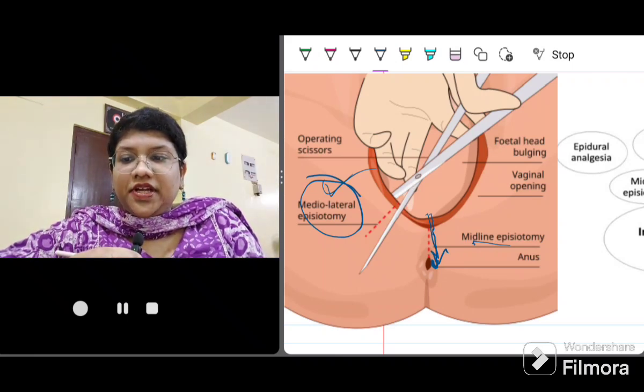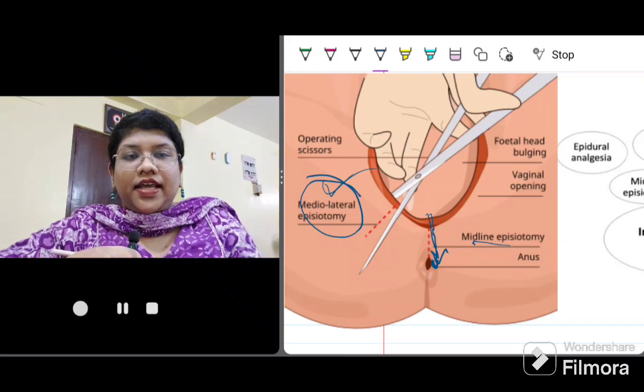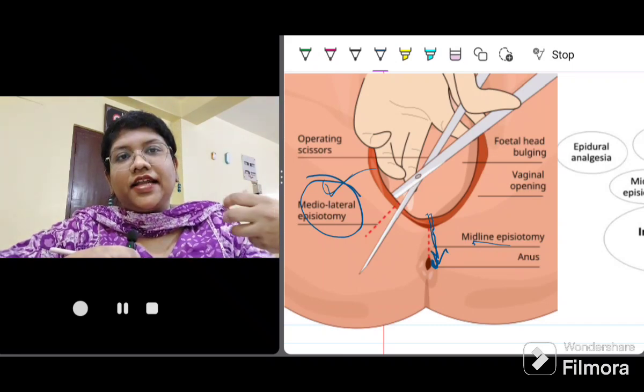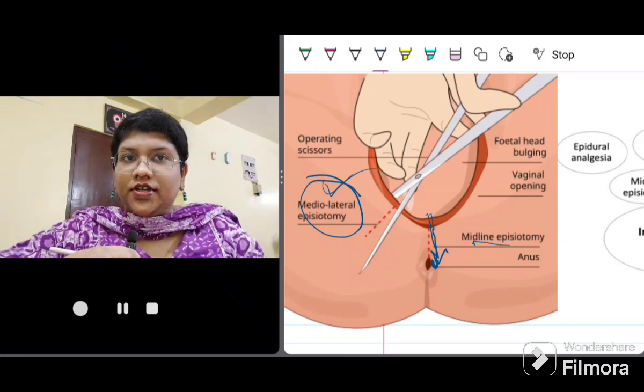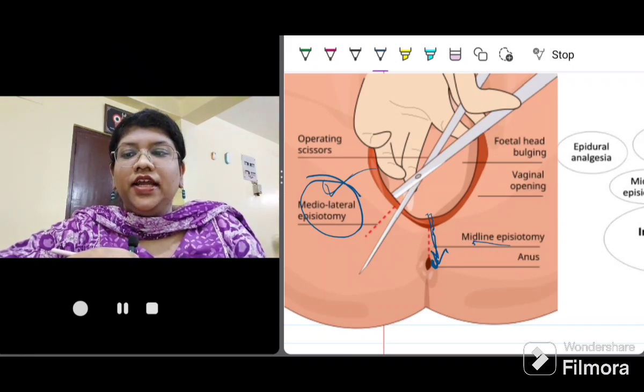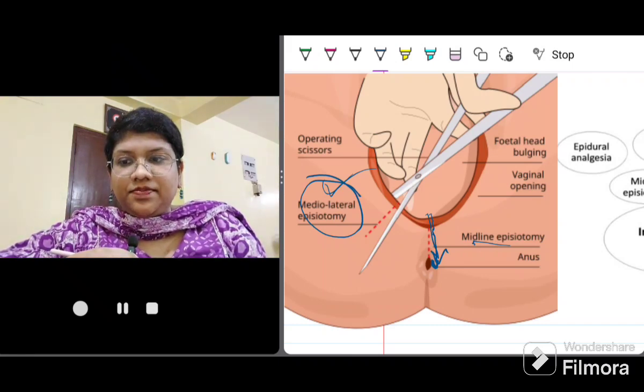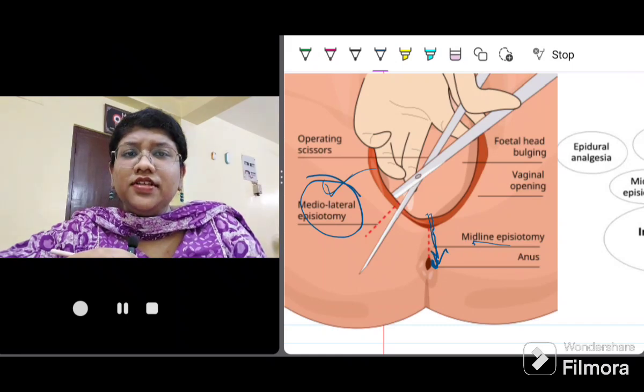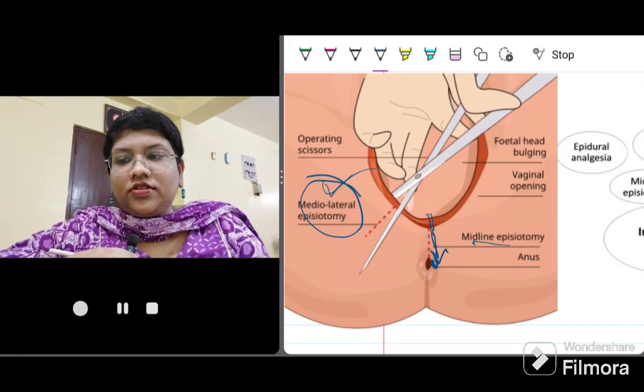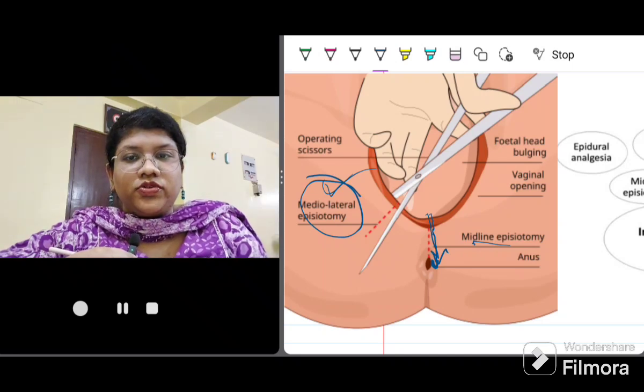Then next you have to repair the internal anal sphincter. The internal anal sphincter, when it tears, it just tears and it runs laterally and upwards. So you have to bring it together and you have to stitch it in interrupted vertical mattress fashion. For this you can use again 2-0 or 3-0 Vicryl, or monofilament PDS can also be used.